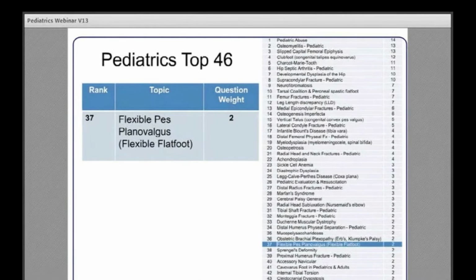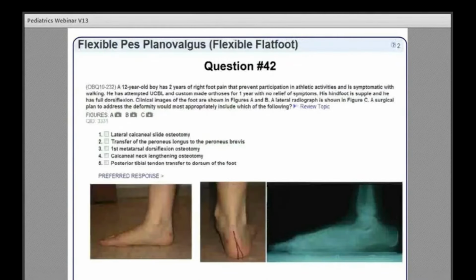Next is flexible flat foot. So the question is, a 12-year-old boy has 2 years of right foot pain that prevents participation in athletic activities and is symptomatic with walking. He has attempted UCBL and custom orthoses for 1 year with no relief of symptoms. His hind foot is supple, and he has full dorsiflexion. Clinical images of the foot are shown, figures A and B. A lateral radiograph is shown in figure C. A surgical plan to address the deformity would most appropriately include which of the following?